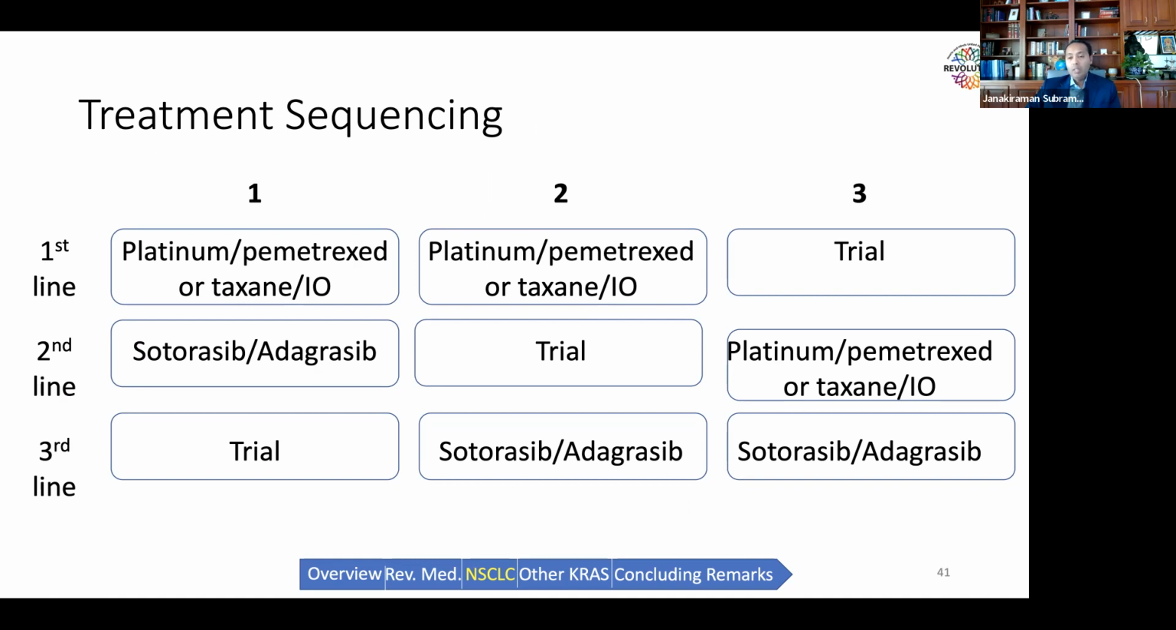I would choose that. Now, of course, if you chose a RAS inhibitor in the second line, you may not be able to use sotorasib or adagrasib. So that's something to be kept in mind. Number 3, I think we still need to make some progress before we get there. So that would be my choice, Basim.